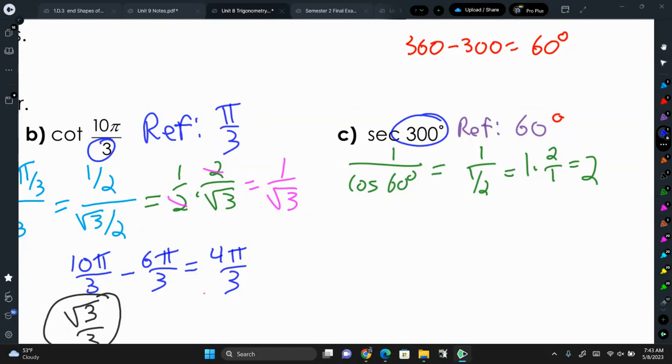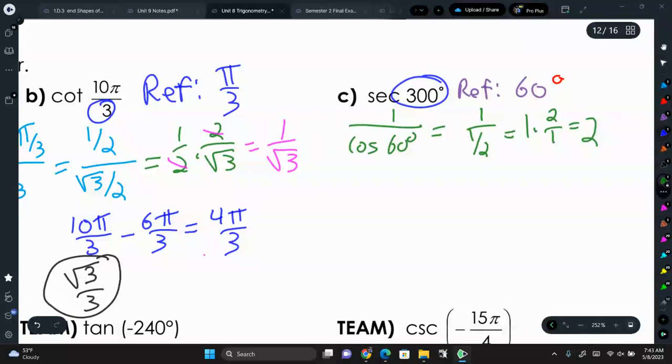Now we have to figure out, at 300 degrees, is cosine positive or negative? Well, in quadrant number 4, cosine is positive. So that means our final answer is just going to be 2.